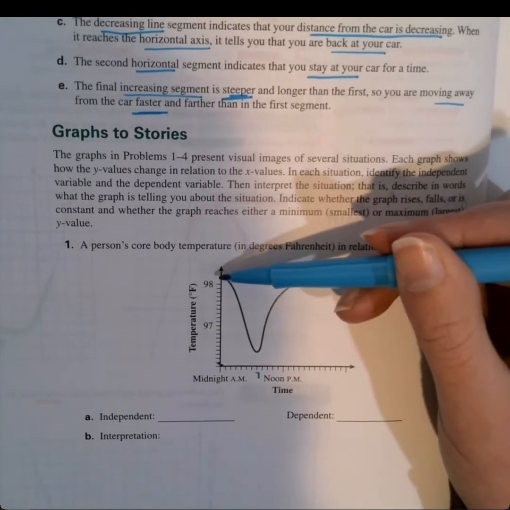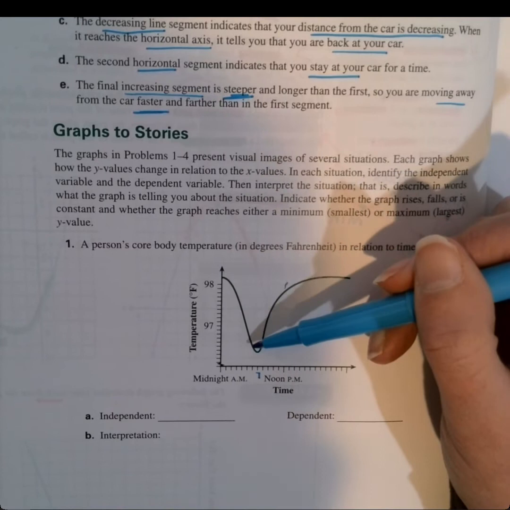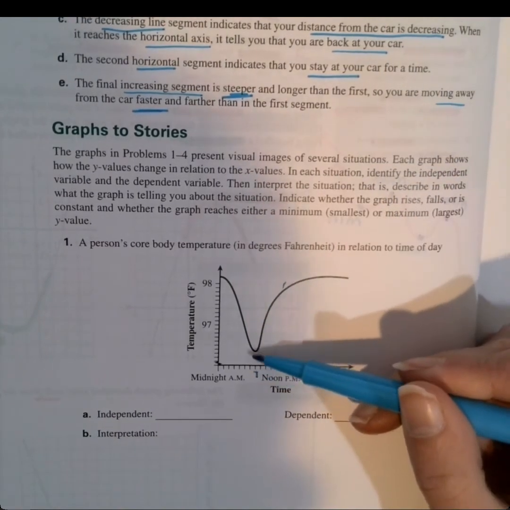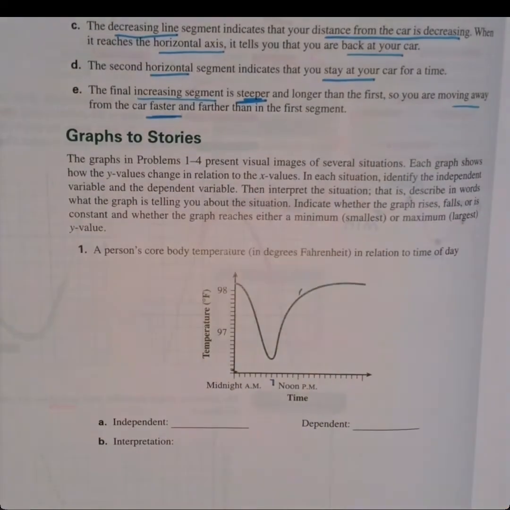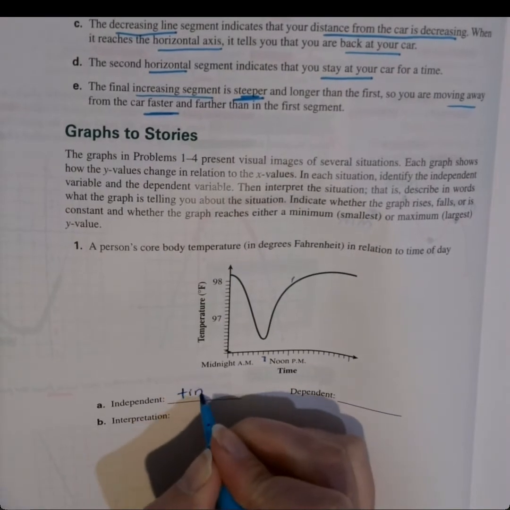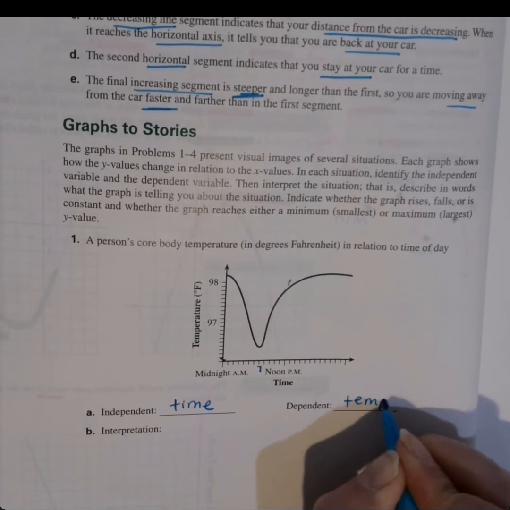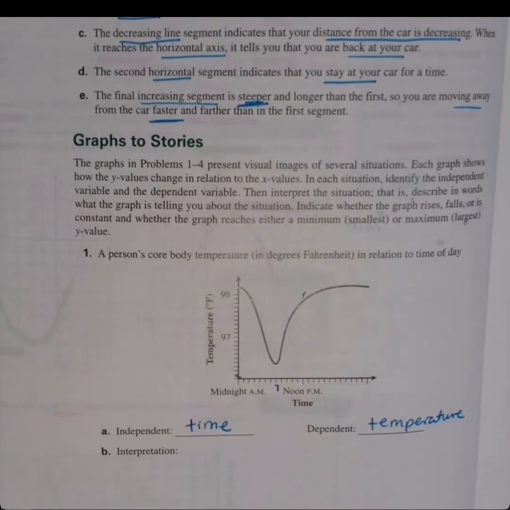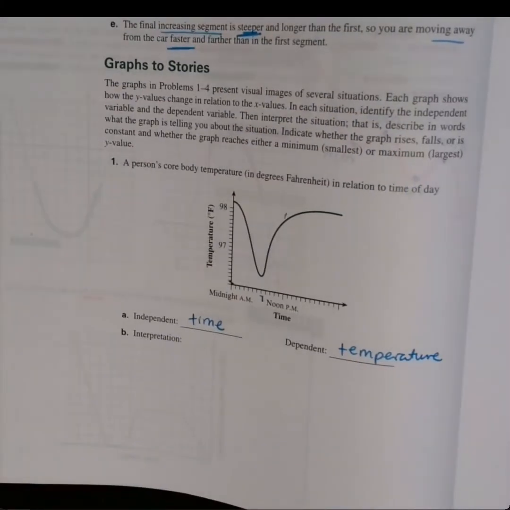So what I think happens in this situation is our person was asleep, and while they were asleep, their body temperature dropped. And when they woke up about 7 a.m., their body temperature increased back to normal. So our independent variable is the time, and our dependent variable is the temperature. And we'll give our interpretation of this situation.